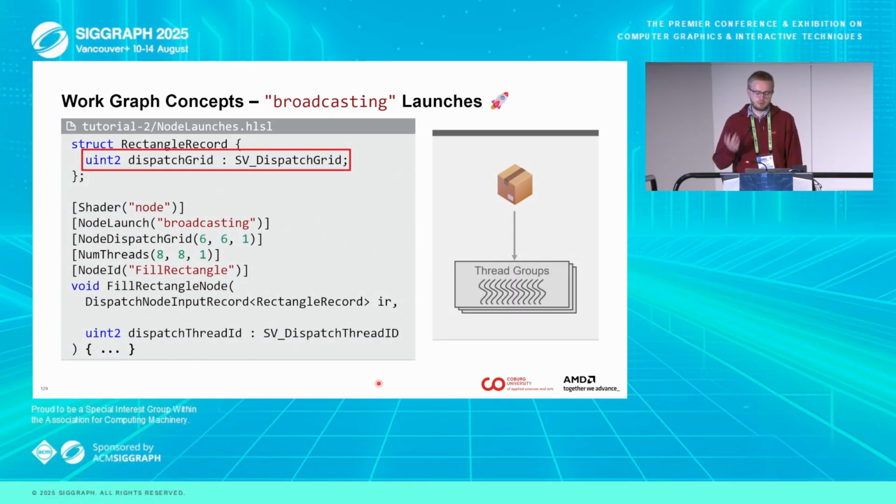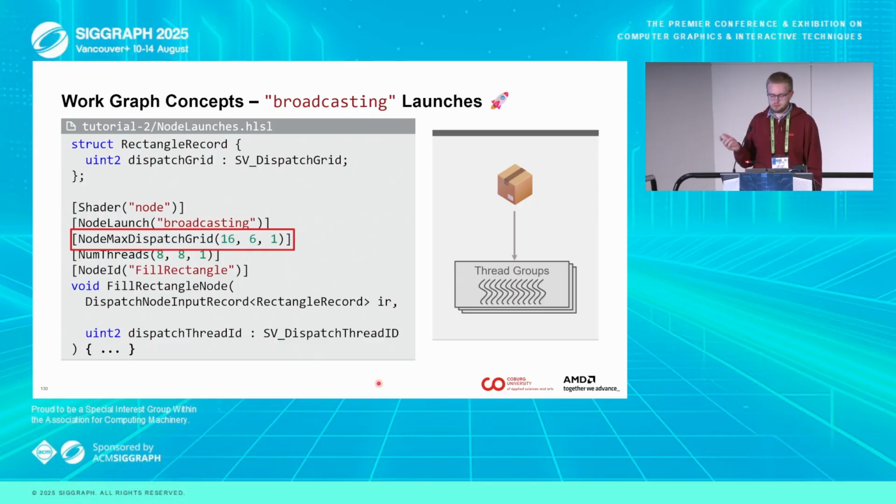So what we want to do is we want to be able to change the grid of groups that we launch. And for that, this number that we want to define, we want to make it a part of the record. And here there's a new semantic in HLSL called the SV dispatch grid. And you just add a new member to the record struct, the rectangle record here. And when you write into this value, you can write the grid that you want to launch, similar to what you would write in the compute dispatch command with compute shaders.